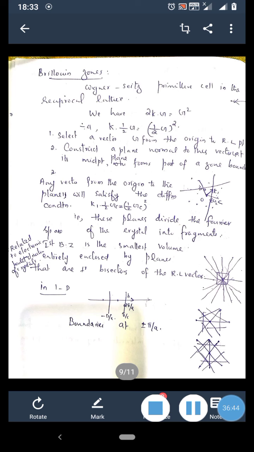The first Brillouin zone is the smallest volume entirely enclosed by planes that are the perpendicular bisectors of the reciprocal lattice vectors drawn from the origin. It is the smallest volume enclosed in the reciprocal lattice in Fourier space.